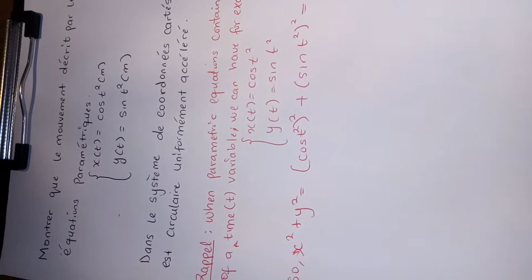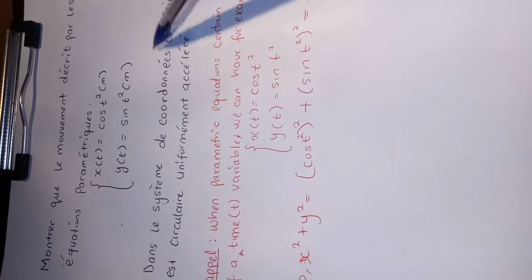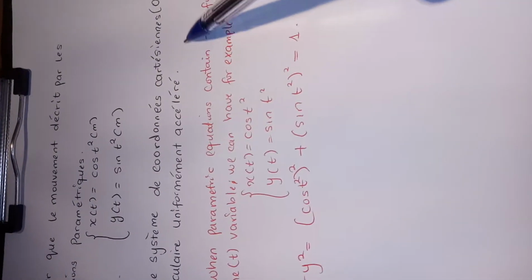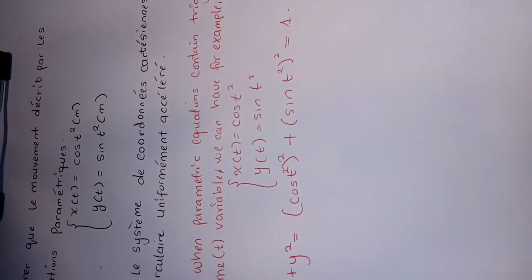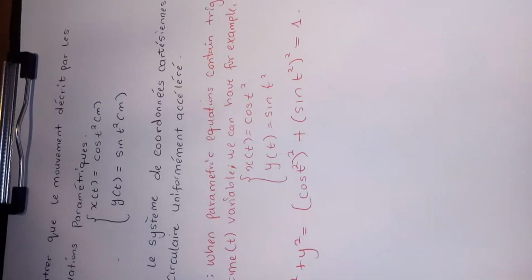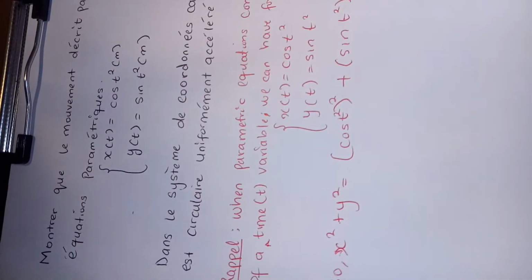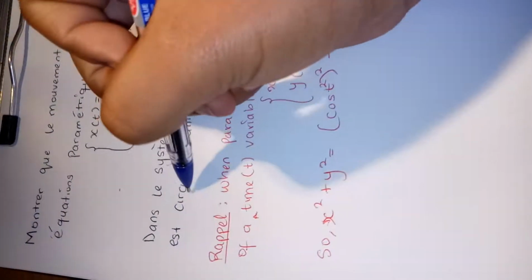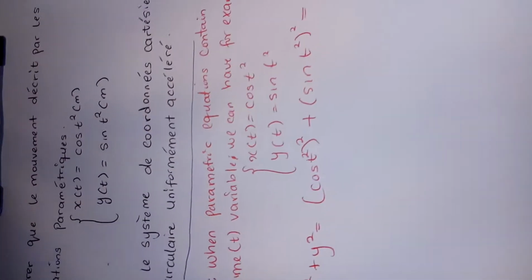So here they are saying that we should prove that the movement described by these parametric equations in the Cartesian coordinate system OXY est circulaire uniformément accéléré. So this is what we are looking for, okay?